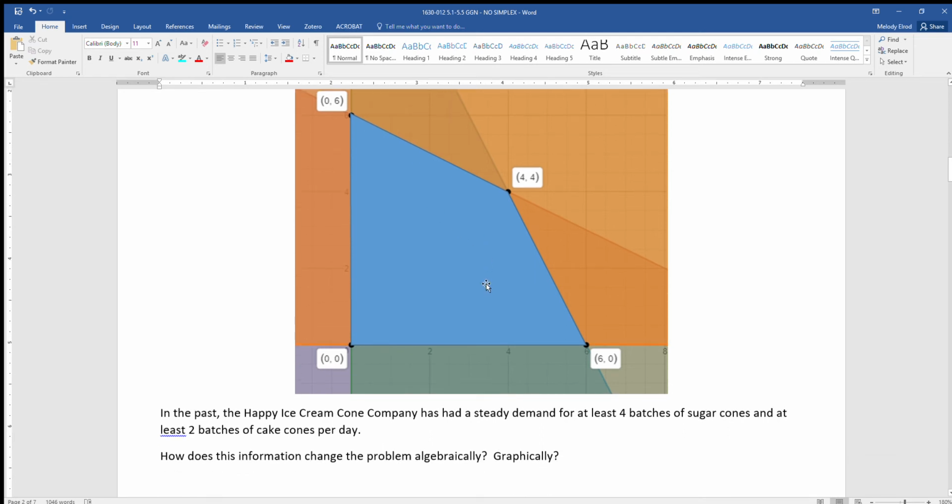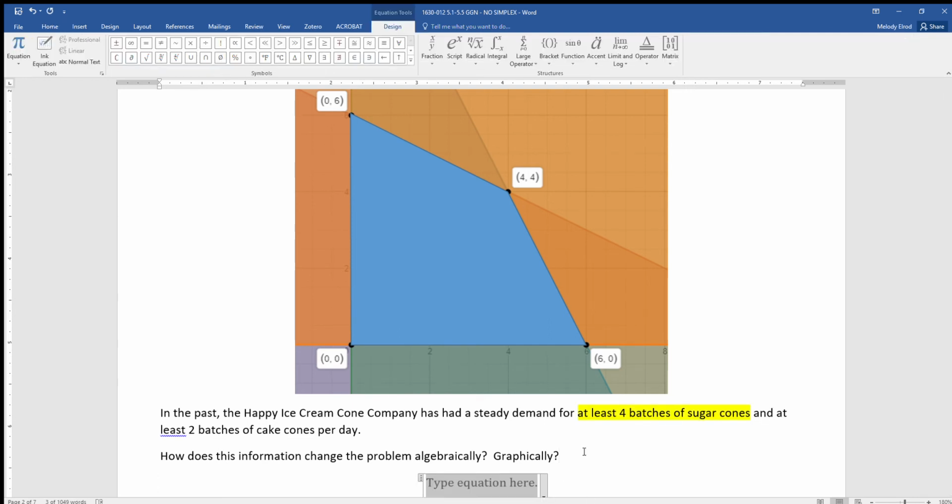Now, a lot of times we get constraints that constrain us even more. So for example, if I know that in the past I've had a steady demand for 4 batches of sugar cones and 2 batches of cake cones, I can use that information to my advantage, right? So for example, at least 4 batches of sugar cones, well, that implies that y, which was our sugar cones, has to be greater than or equal to 4, right? So that's different than what we had before.